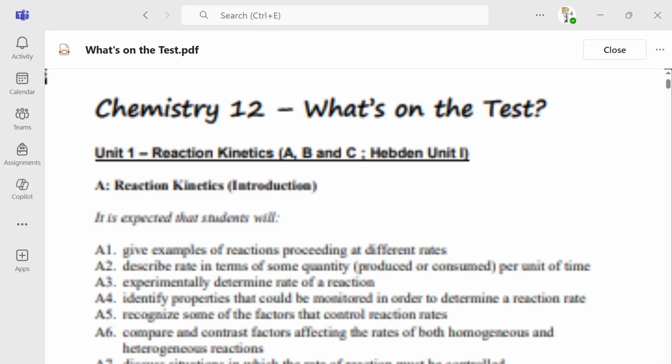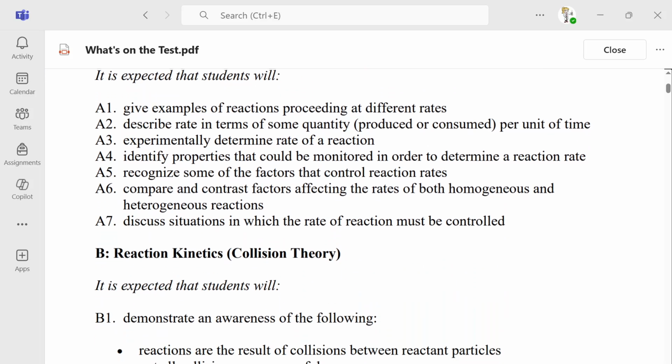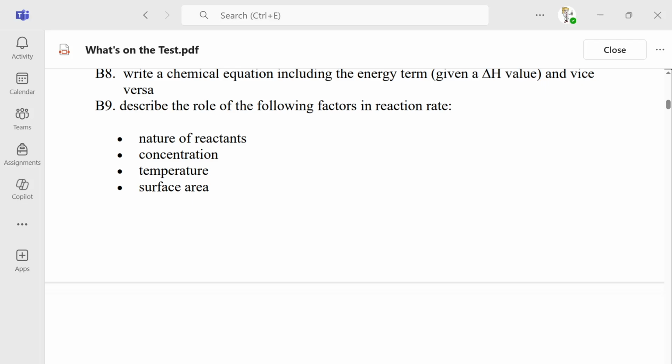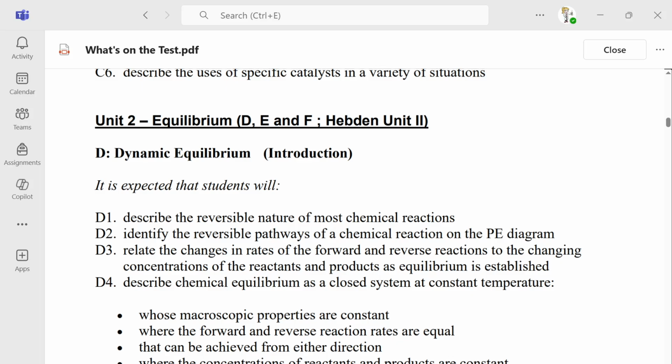So that would be all objectives A. So you would need to give examples of reactions proceeding at different rates, identify some properties that could be monitored. So if you're like, what's on the Unit 1 test? Literally, it lays it out for you here. Okay? And then Unit 2, and it gives you the Hebden reference as well. Is good? Okay, so you never have to ask what's on the test, but feel free to anyway if you want to.